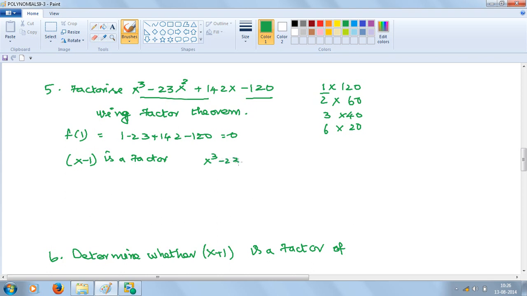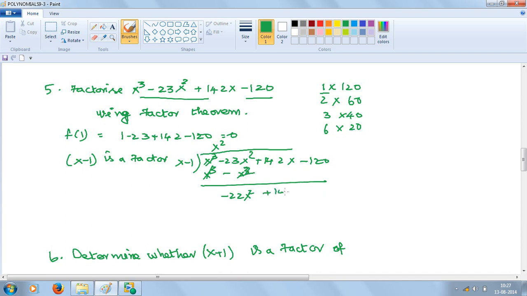X cube minus 23x square plus 142x minus 120. We will just divide it by x minus 1. First term you will try to manage. First term is what? We multiply x square into x, it will become x cube, then minus x square. Now we have to subtract this term from the main polynomial. So this x cube will cancel. Minus 23 minus 1, minus becomes plus, it will become minus 22x square. The remaining terms will remain as they are, 142x minus 120. Next term, we have to put minus 22x.